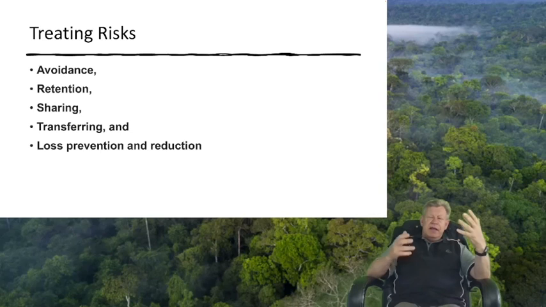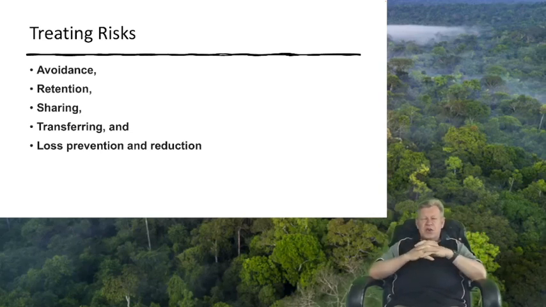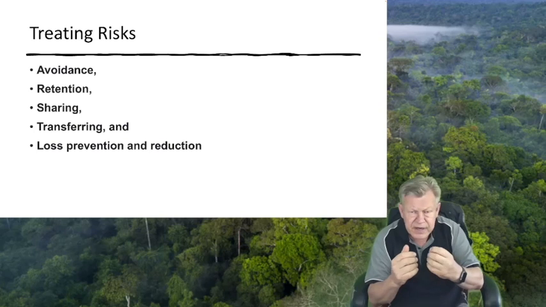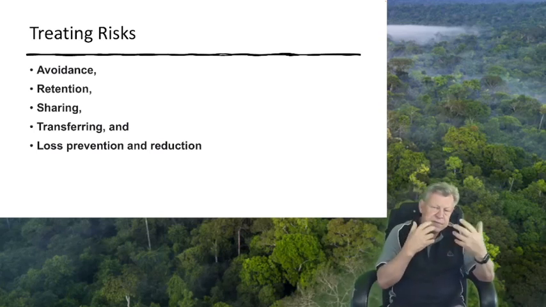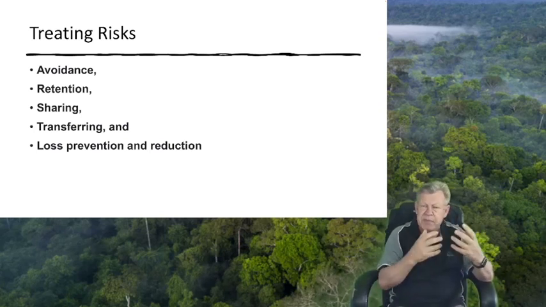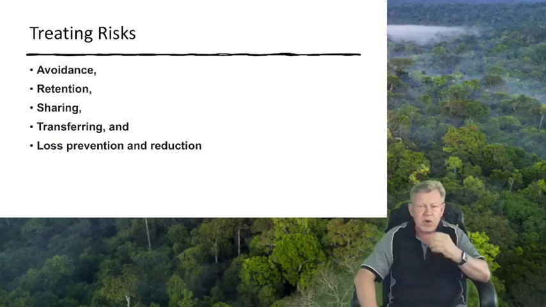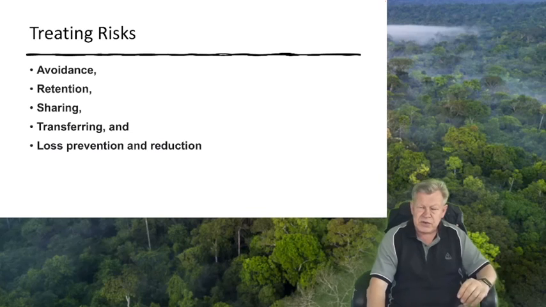Now, there are quite a few ways to look at when we're looking at treating risks. The first thing that you can do when you've got risk exposure, in other words, where you're exposed to a hazard and there's a possibility of unwanted events happening, is to avoid exposure to that hazard.